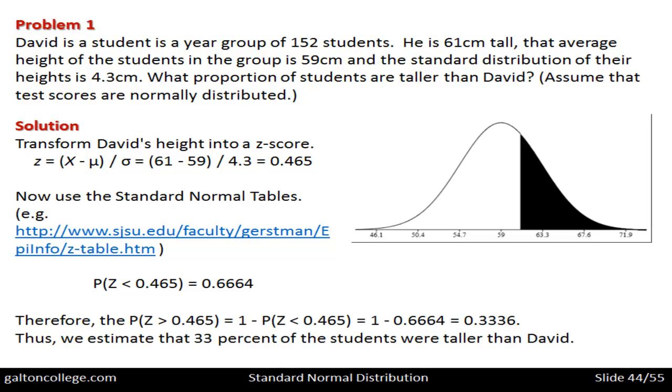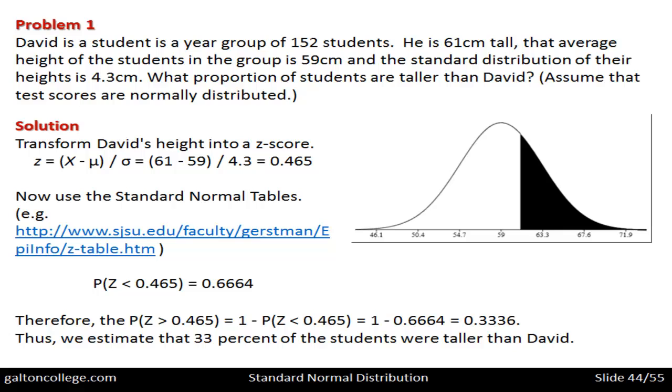Therefore, the probability of z being greater than 0.465 is equal to 1 minus that figure, which is equal to 1 minus 0.6664, which is equal to 0.3336. Thus, we estimate that 33% of the students were taller than David.